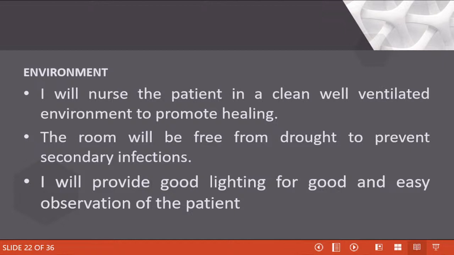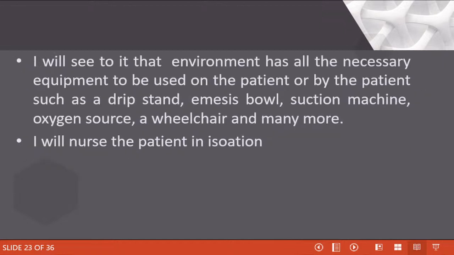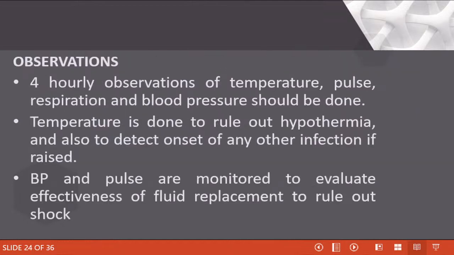Thirdly, I will provide good lighting for good and easy observations. And also, I will see to it that the environment has all the necessary equipment to be used on the patient by the patient, such as a drip stand, emesis bowl, a suction machine, an oxygen source, a wheelchair, and many more. And also, I will nurse the patient in isolation, obviously, to prevent spread of infection to other individuals. Having done that, ladies and gentlemen, let's continue.